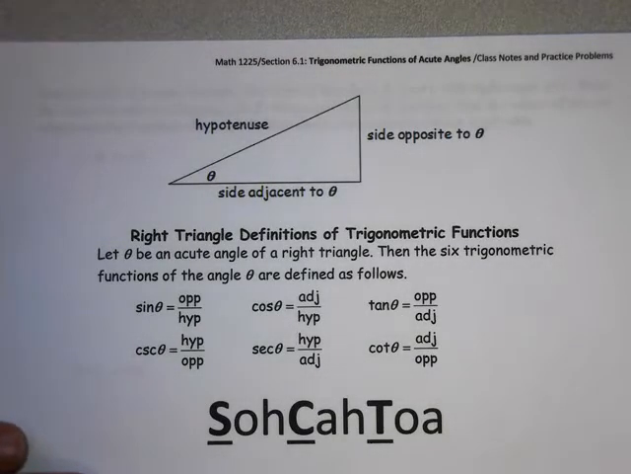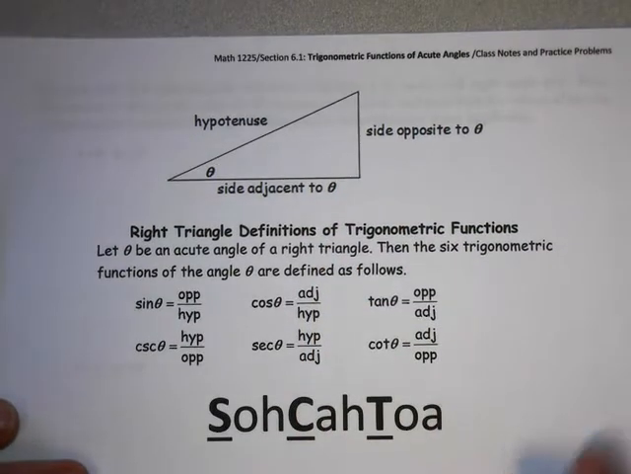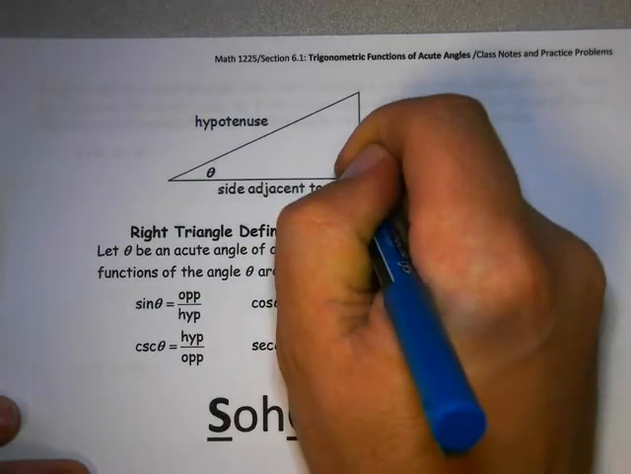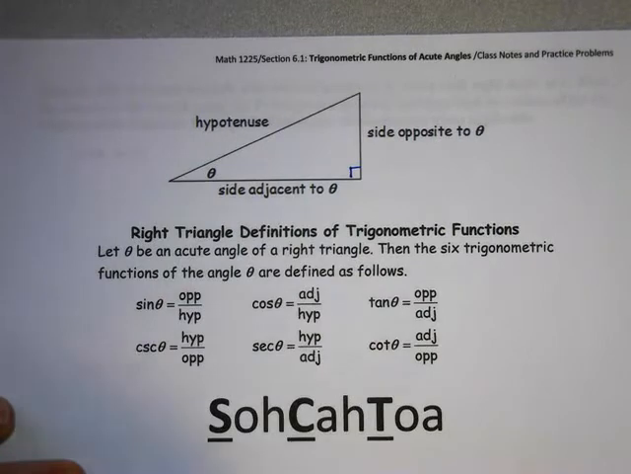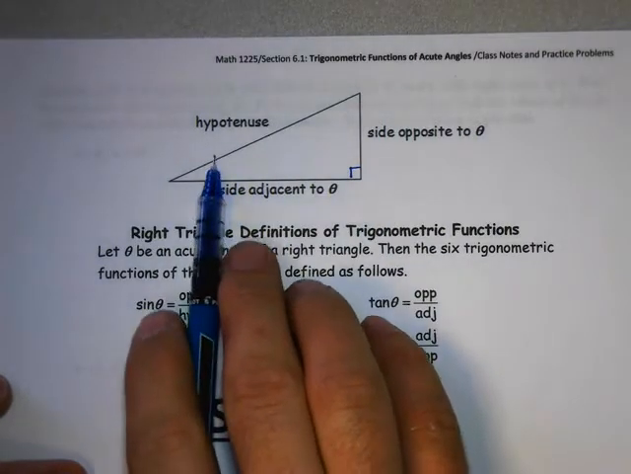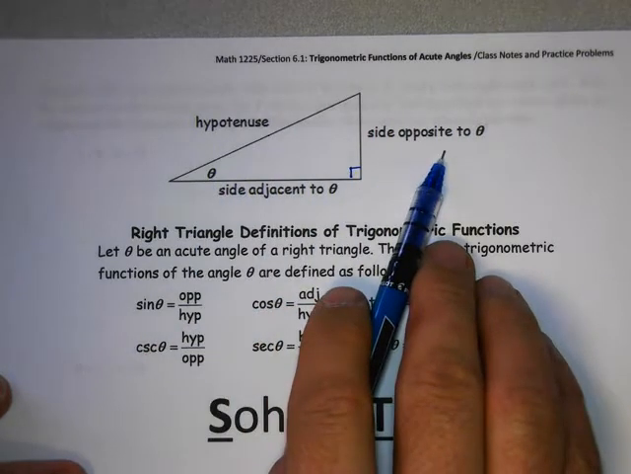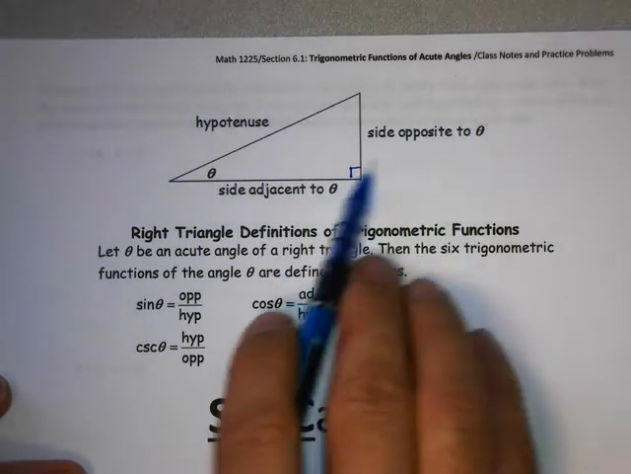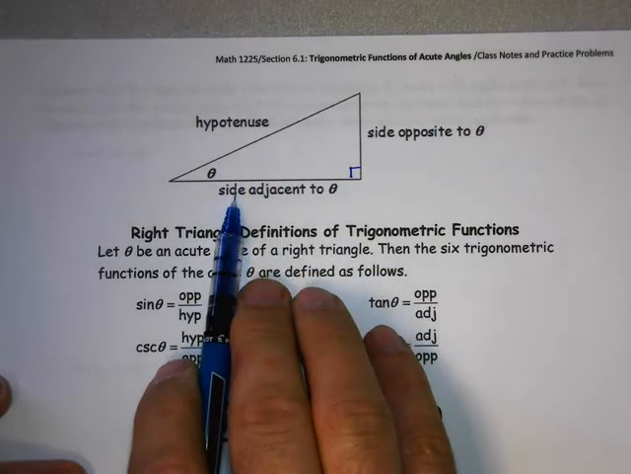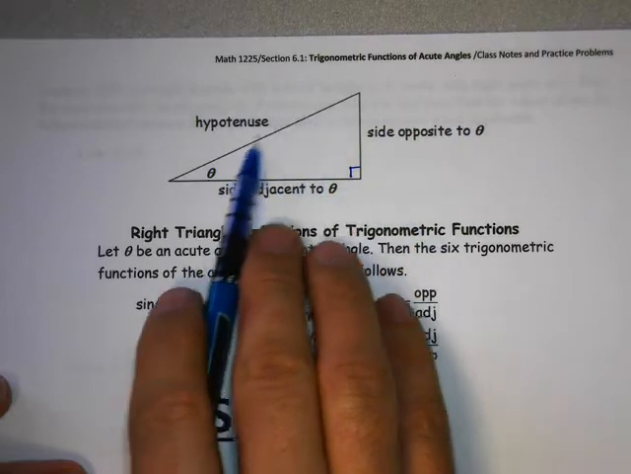Section 6.1, trig functions of acute angles. Okay. So again, if we have a right triangle, we've been talking about this to some angle. If this is my angle that I'm using, this side is going to be opposite to theta. This side is going to be adjacent to theta, and this is the hypotenuse of a right triangle.